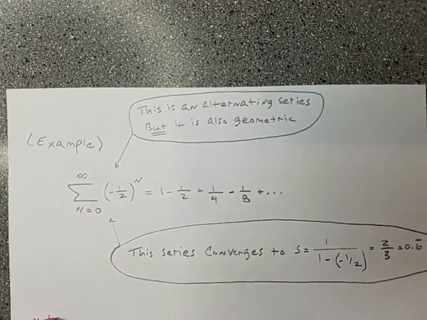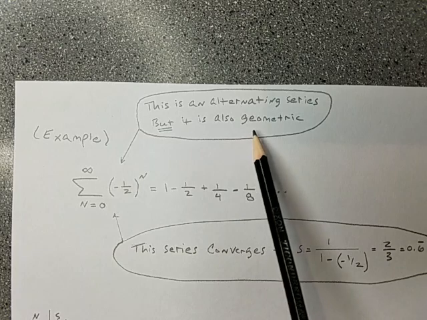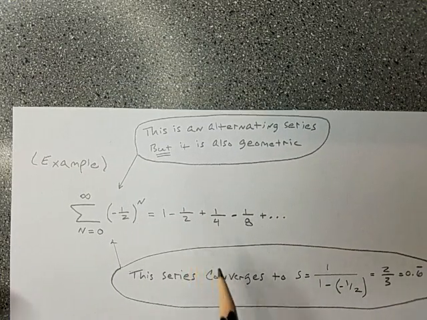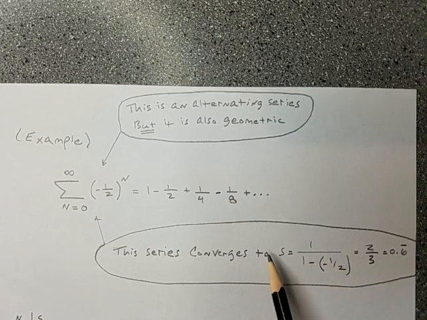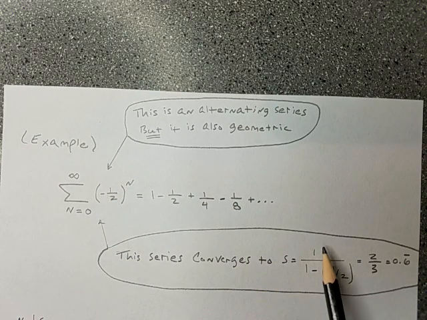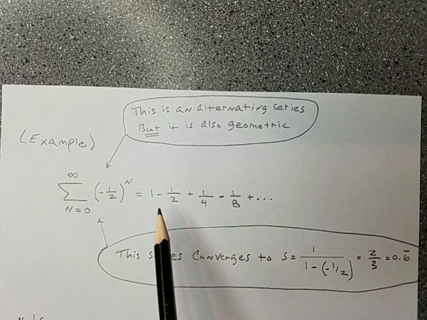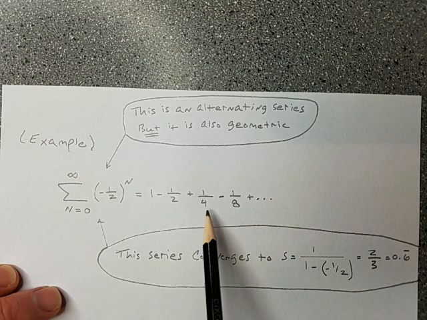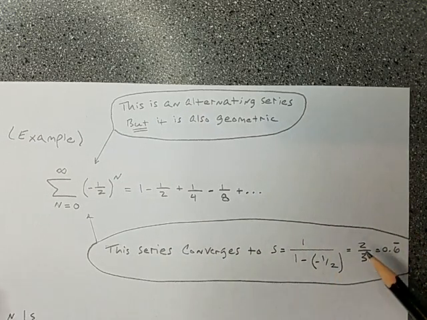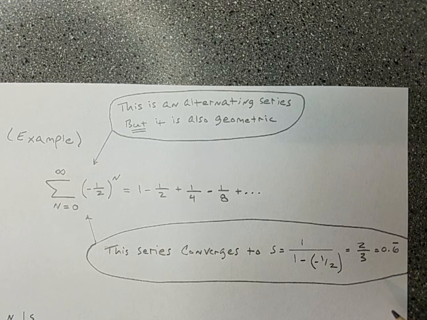Okay, so here is an alternating series that is also a geometric series. Okay, so I can tell you that this series converges to, what was that formula for the sum of a geometric series? It's the first term over 1 minus r. The common ratio of this geometric series is -1/2. Any term of this series times -1/2 will get you the next term. So it converges to 2/3 or 0.6 repeating. All right. So let's see what that looks like.